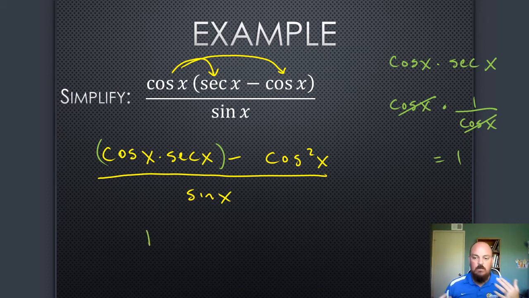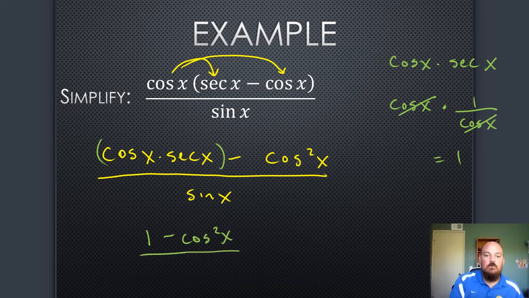Now the shortcut is, those are reciprocals. Multiplying by reciprocals always equals 1. Like 2 times 1/2 is 1. 10 times 1/10 is 1. It works with trig functions too, so you can just remember that. If I ever do tangent x times cotangent x, that's just a 1. Or this one, cosine x times secant x, that's a 1. Or the other one would be sine and cosecant. Anytime you multiply by a reciprocal, you get 1. So what I have is 1 minus cosine squared x over sine x.